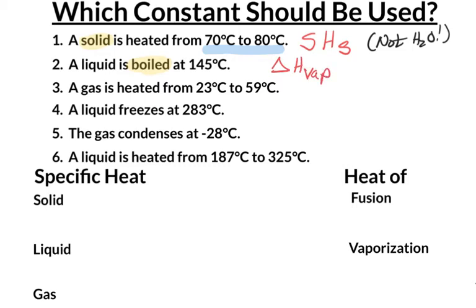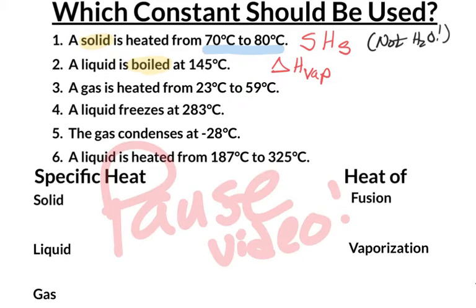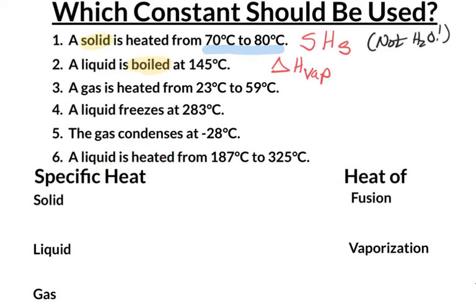Now I'd like you to try the rest of them, so go ahead and pause your video, read through each one, and decide what type of constant you would use for each of these problems. All right, I hope you were able to get those. Number 3. We have a gas is heated from 23 degrees Celsius to 59 degrees Celsius. Here we're seeing a temperature change. That tells us it's a specific heat. And then the statement says it's a gas, so that means it's going to be a specific heat of a gas.